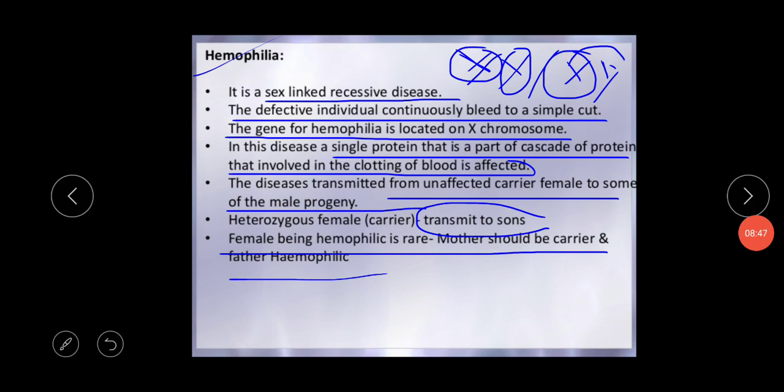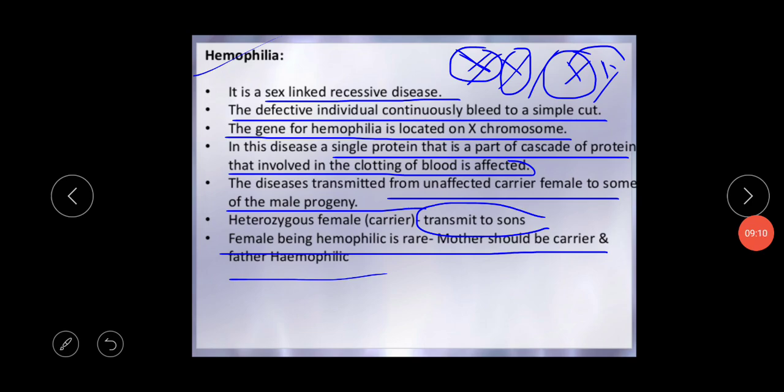The family pedigree of Queen Victoria has this disease, that's why this is also called the royal disease. So these are the basic things of hemophilia. What is the meaning of hemophilia? This is a disease by which the blood coagulation system becomes disrupted.